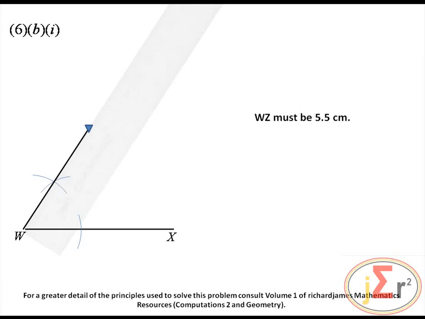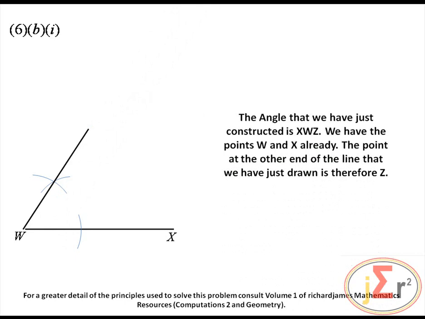So there we have it. We are going to complete the parallelogram now. The angle that we have just constructed is XWZ. We have the points W and X already. The point at the other end of the line that we have just drawn is therefore Z.